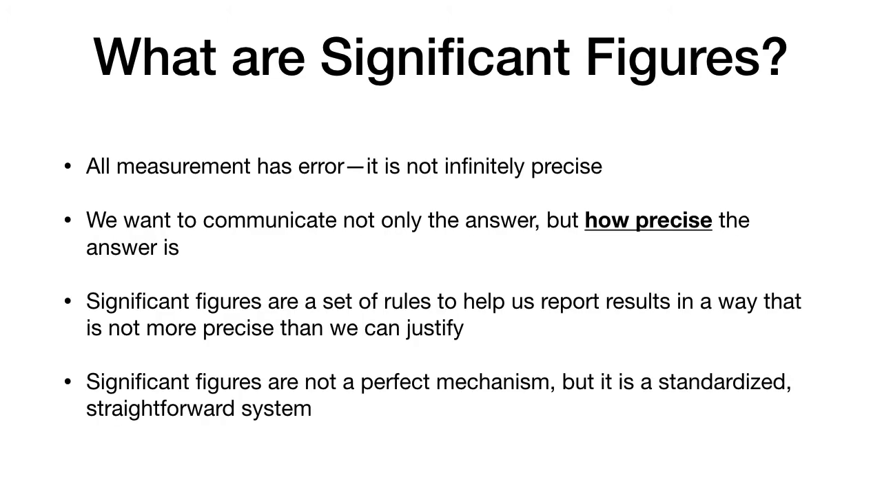If you think about measurement, anytime you measure something, there's a certain amount of error to it. So if I say that this is 1.2 inches, well, it might be 1.203 inches, or it might be 1.21 inches. When I say 1.2 inches, I might be being as precise as I can, but I'm not being infinitely precise. So if I do calculations based on that, I don't want to only communicate to you the answer of my calculation. I also want to communicate to you how precise my result is.